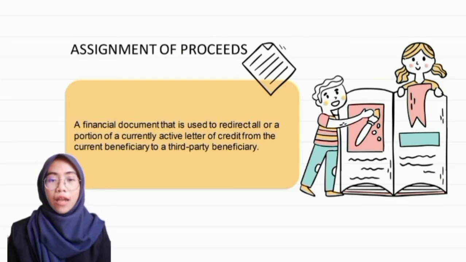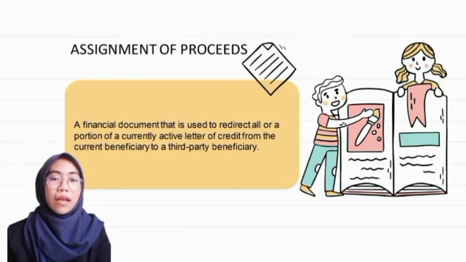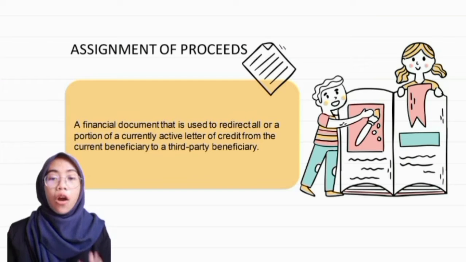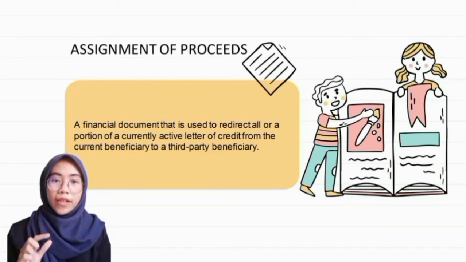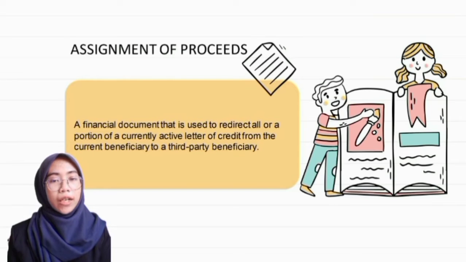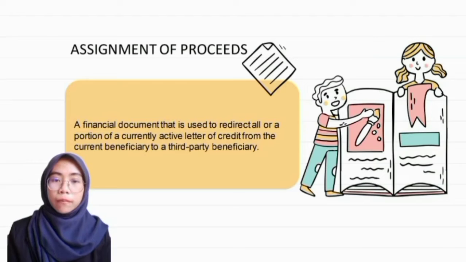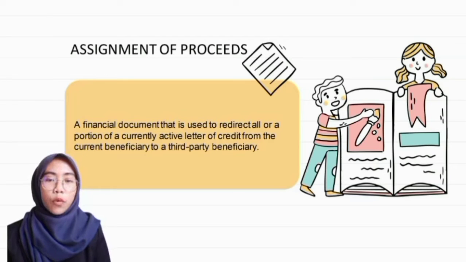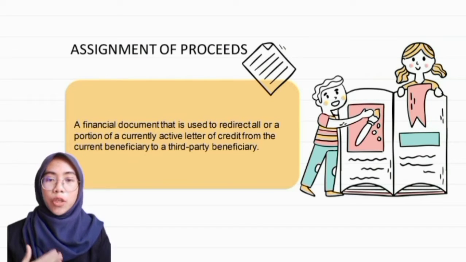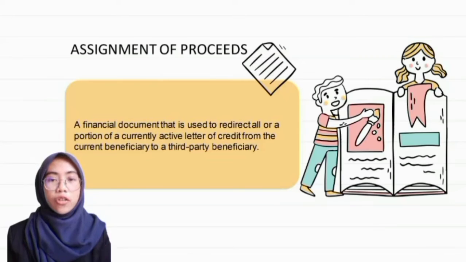So, what is an assignment of proceeds? An assignment of proceeds is a financial document that is used to redirect all or a portion of a currently active letter of credit from the current beneficiary to a third-party beneficiary. Assigning the proceeds from a letter of credit can be utilized in many types of scenarios, such as to pay suppliers or vendors in a business transaction or to settle other debts.